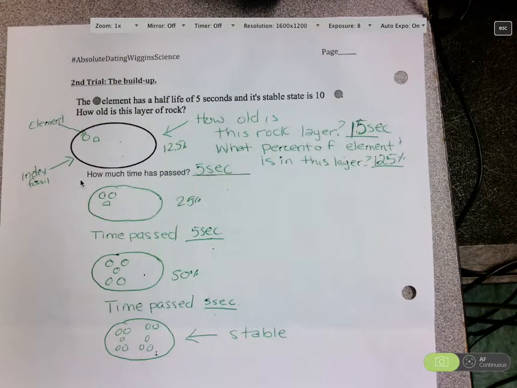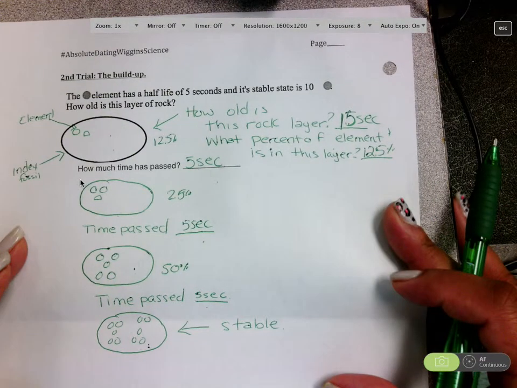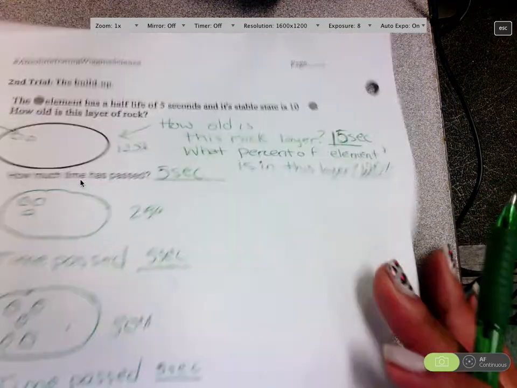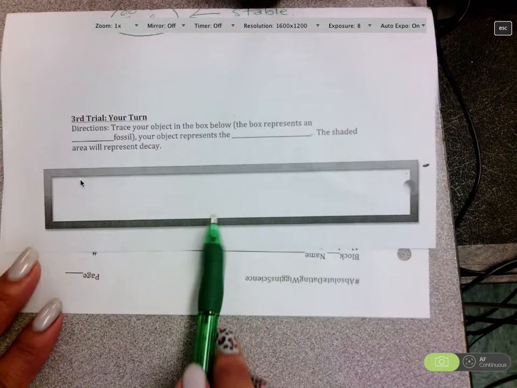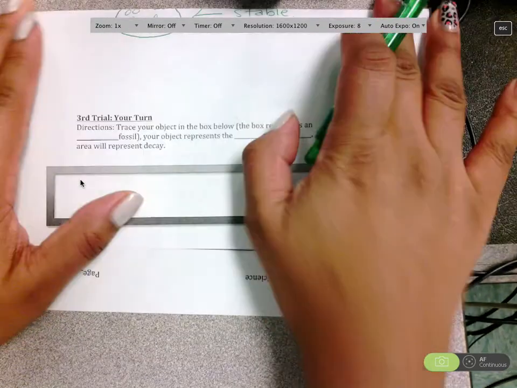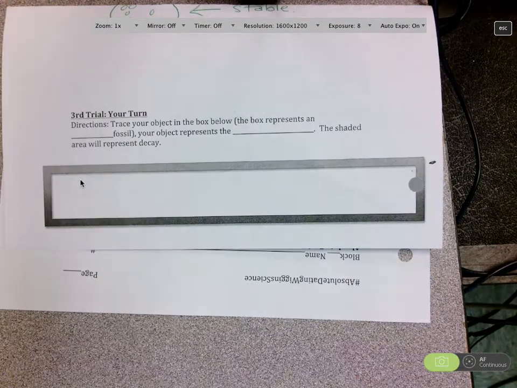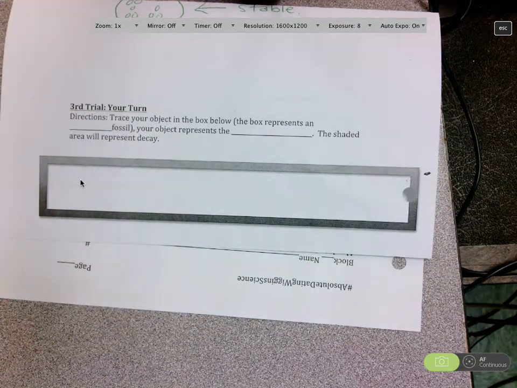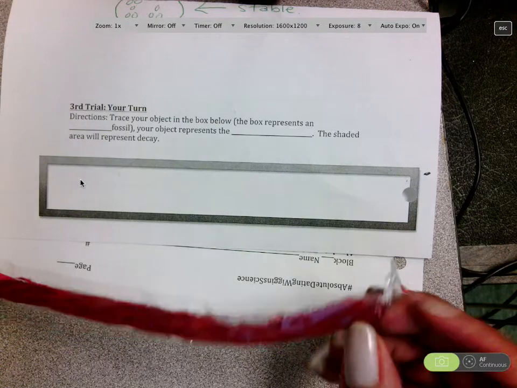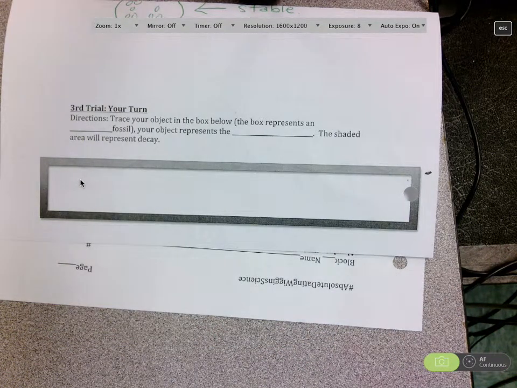All right? Now, what you're going to do is on the bottom of your paper, it's going to be your turn. Now you're going to play the role of a paleontologist. The directions say you're going to trace your object below, and the object is going to be your Twizzler. Don't open it yet. I'm going to explain how you're going to do it. But in a moment, you are going to open your Twizzler.